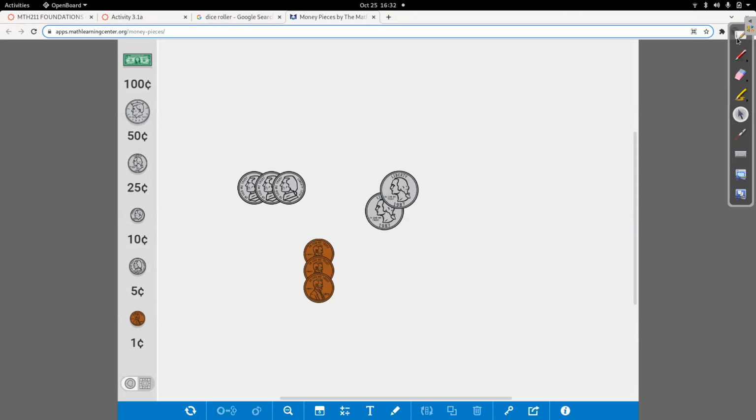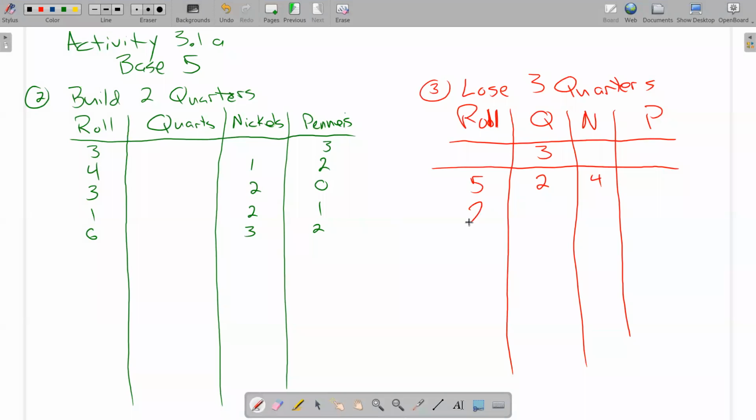So my next roll was a 2. So I had to trade in one of those. I still had 2 quarters. I lost a nickel. That takes me down to 3. That would have given me 5 pennies. I lost 2, so I have 3 pennies. And then just keep rolling and then keep dropping until you get down to no more money.